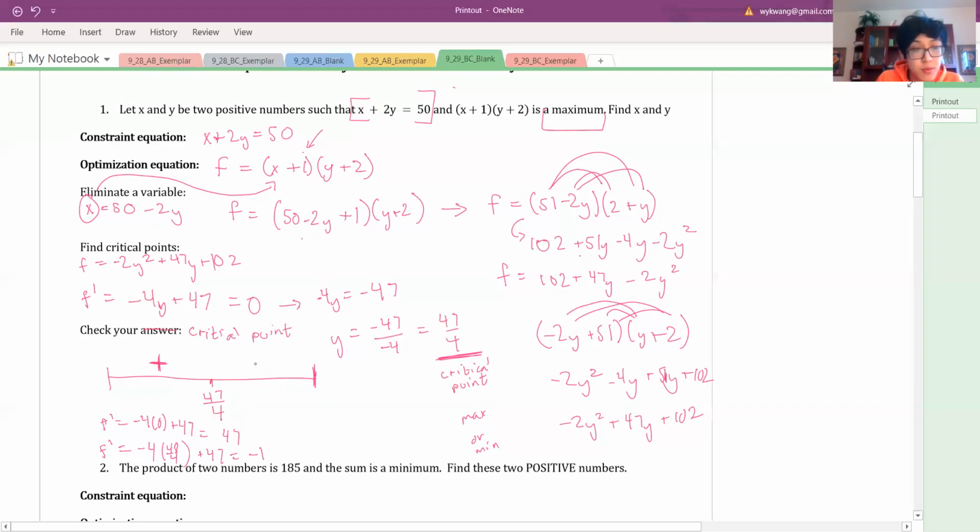So basically I know the slope going up to 47 over 4 is positive and going away from 47 over 4 is negative. So I have 47 over 4, right? And going up to it is positive slope, and that is negative. So what does that tell us? It's going from positive to negative. It must be a maximum.